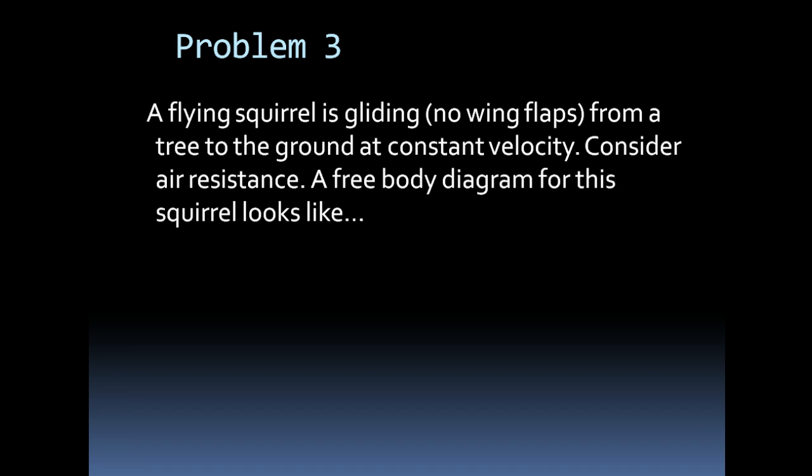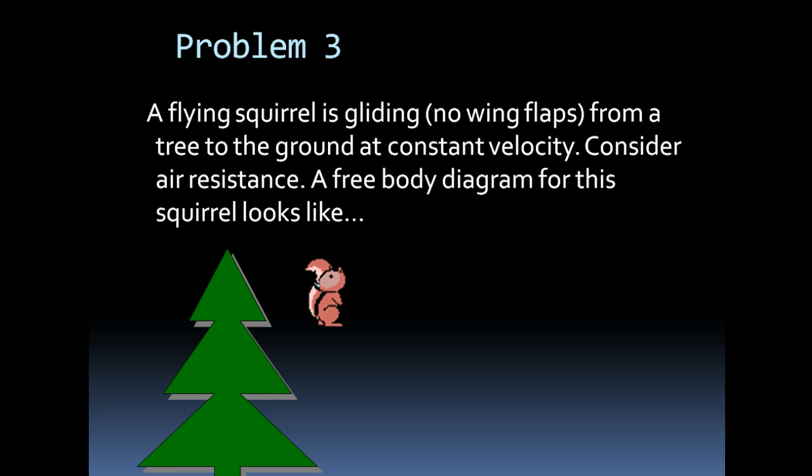The third problem here is a flying squirrel is gliding, and it says no wing flaps. If you didn't know what a flying squirrel is, Google it. You can see one. They kind of glide between trees. They don't really fly. From the tree to the ground at a constant velocity. It says consider air resistance. A free body diagram for the squirrel would look like this. So here's our squirrel. See, there he is, kind of flying, sort of running in the air.